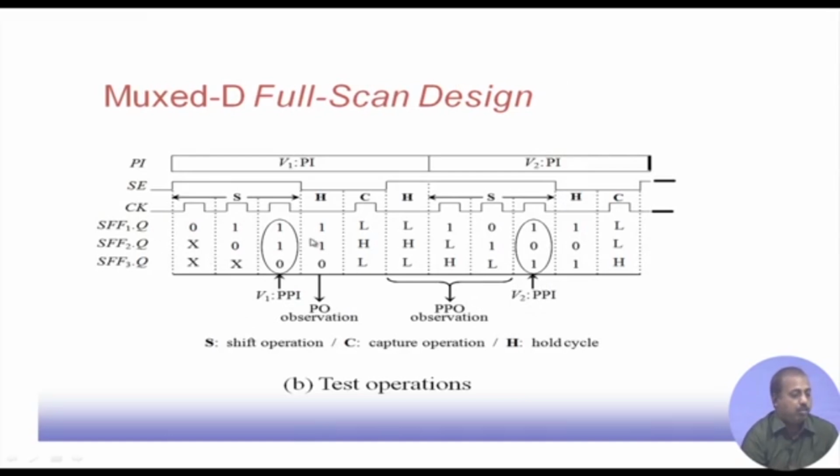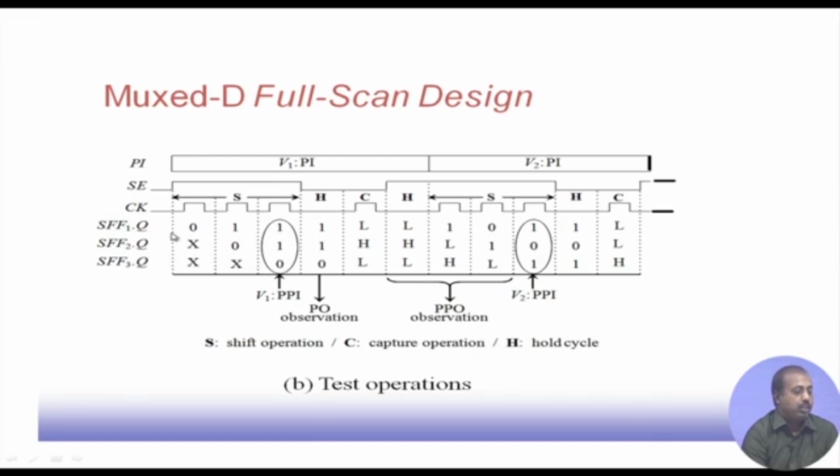So, how do we apply this test pattern? Suppose I have got a test pattern which is divided into two portions. This test pattern V1 has a primary input part and a pseudo primary input part. The primary input part is some value, not specified here, some 3-bit value, and for the pseudo primary input, suppose the desired setting is 1 1 0.